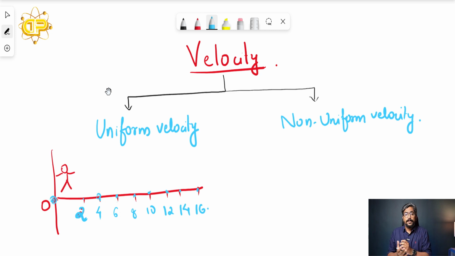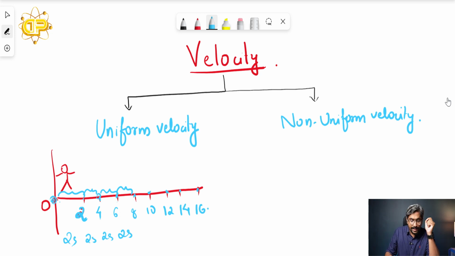Now say the man started to move, then he covered these 2 meters in 2 seconds. Okay. In the next 2 seconds he had covered 4 with respect to the origin, and in the next 2 seconds the man had covered 6 meters with respect to the origin, and in the next 2 seconds the man had covered 8 meters with respect to the origin. So just imagine that this is a scenario. There you can clearly see that the man is covering equal displacement in equal intervals of time, and we call it what?